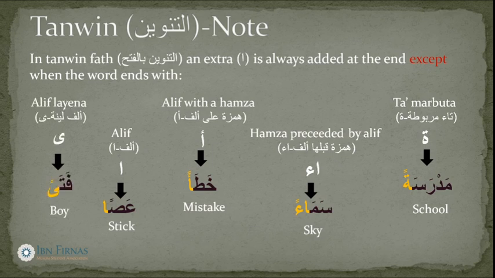And finally, if there's an alif layina at the end, and an alif layina is a ya that is pronounced like an alif. So this word without the tanween is fata. With the tanween, it's fatan. Notice how we did not add an alif at the end of any of these words, because these are the exceptions. However, we just added the tanween with the fath at the end, so at the last letter.